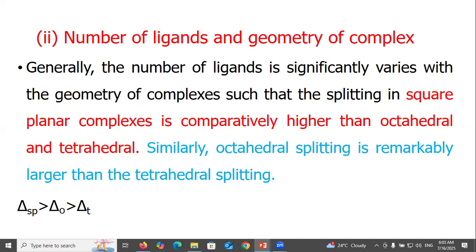In case of tetrahedral, it also has 4 ligands, and octahedral has 6 ligands. But the crystal field stabilization energy is lower than octahedral in case of tetrahedral, but higher in the square planar than octahedral complex.